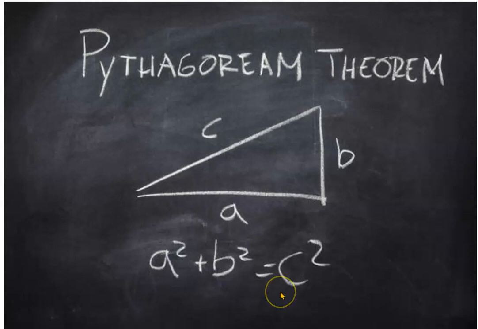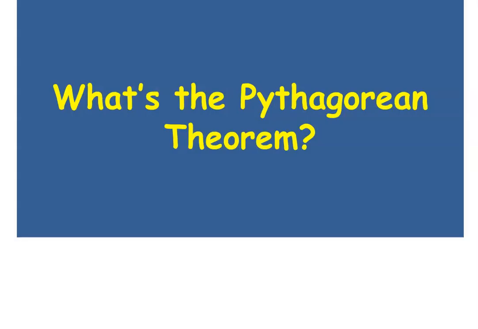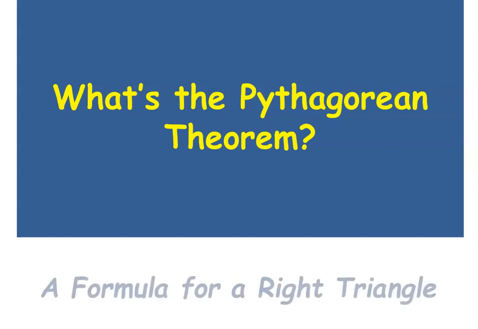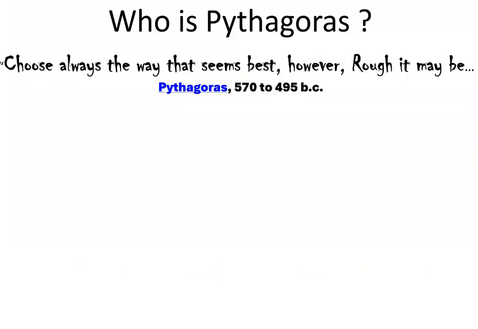This is an important concept because it's used to calculate linear distances. It's applied in many practical situations. Architects, engineers, surveyors, landscapers, and scientists use this formula. What's the Pythagorean theorem? A formula for a right triangle.